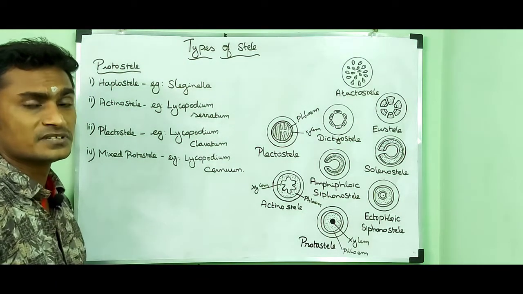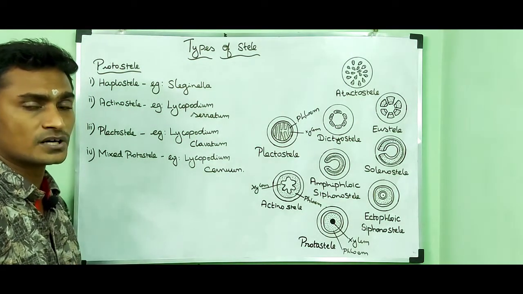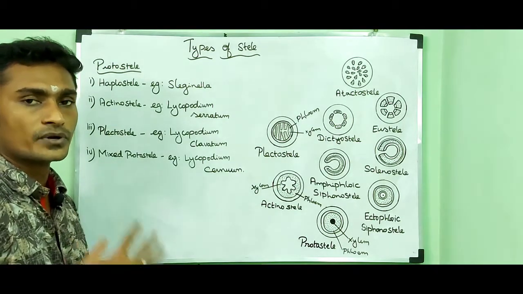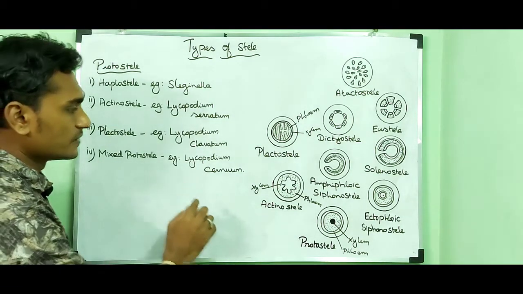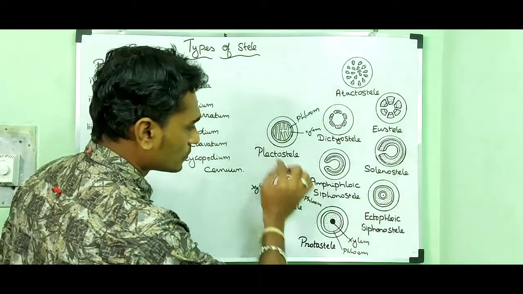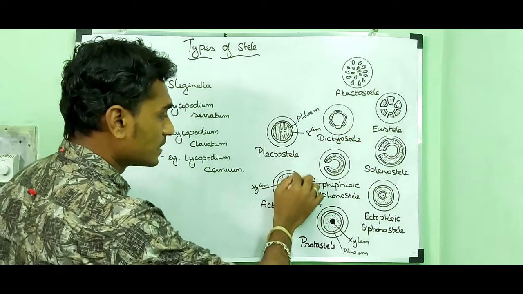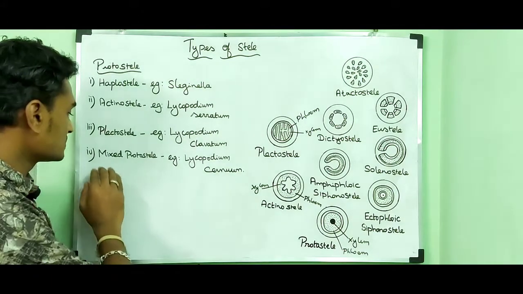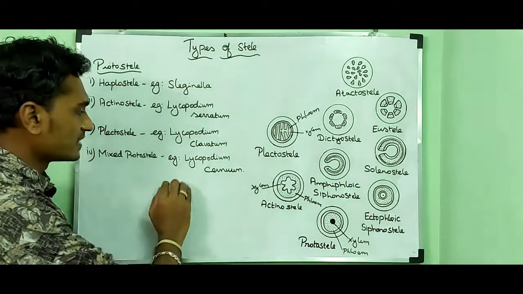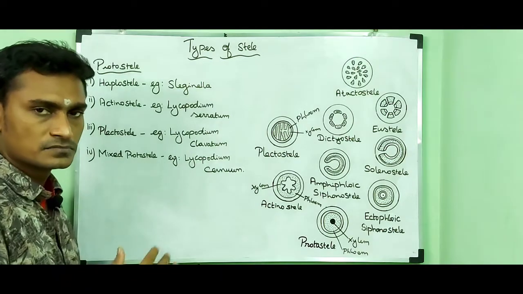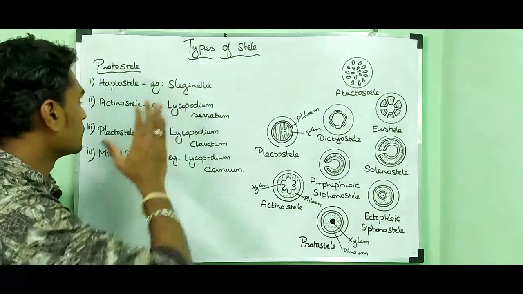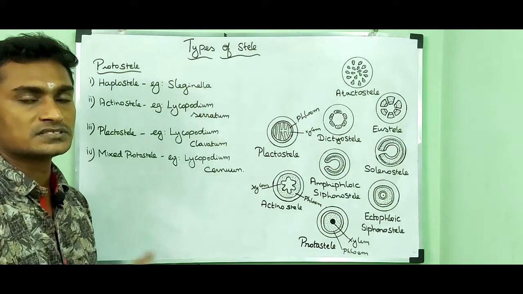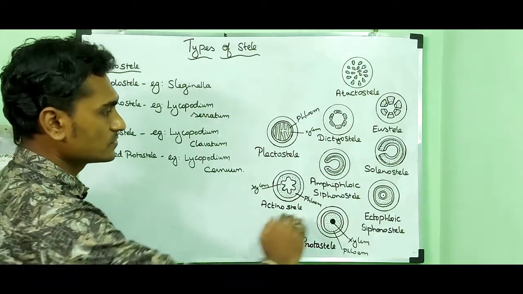Then the fourth type of steel is called mixed protosteel. Mixed protosteel means the xylem groups are uniformly scattered in the phloem, and that type of steel is called mixed protosteel. Example, Lycopodium cernuum. So that's all about protosteel. Now I am going to tell about the second type, Ssiphonosteel.